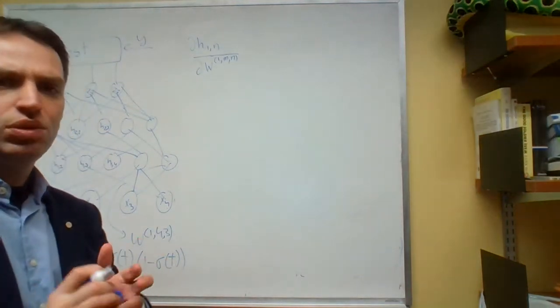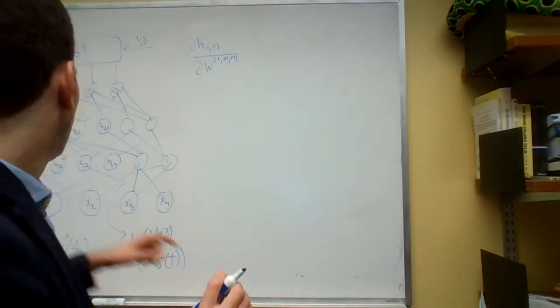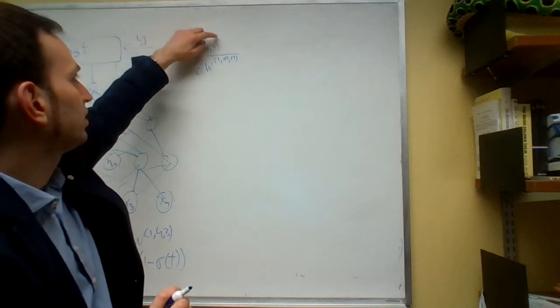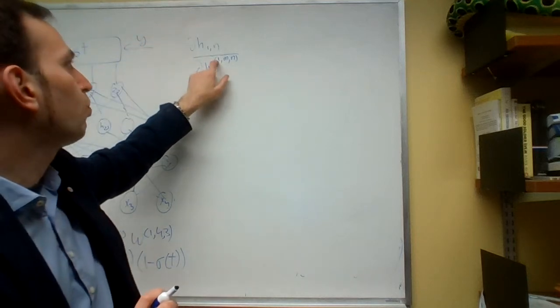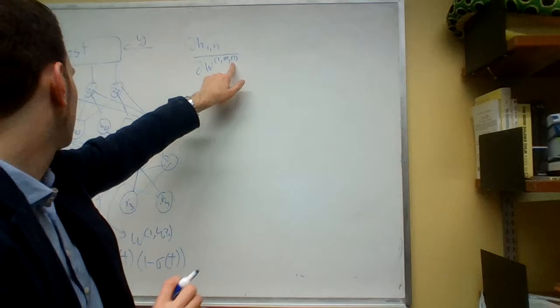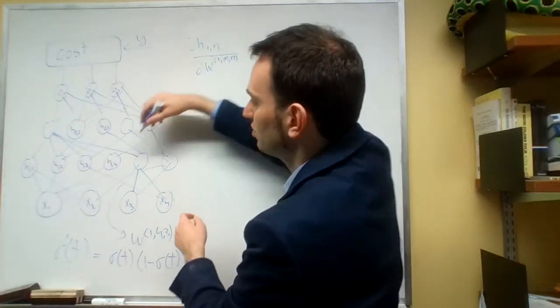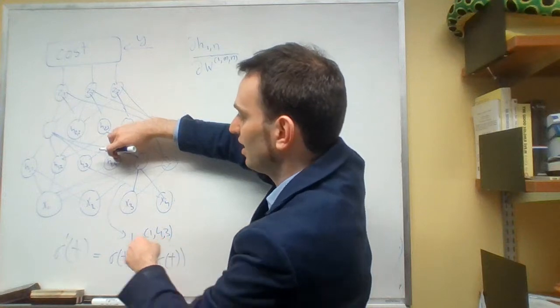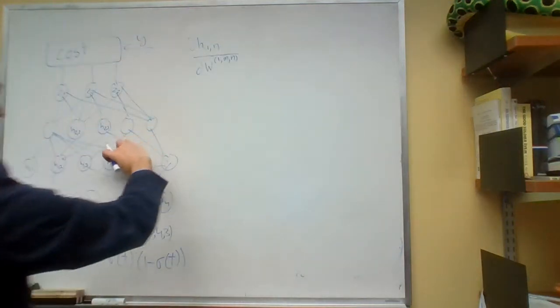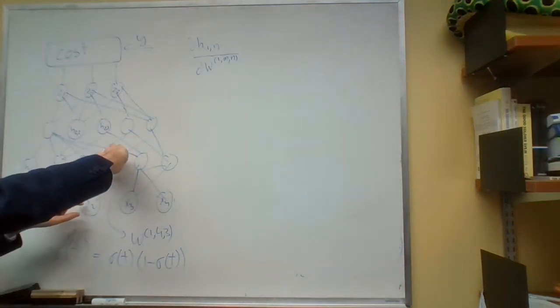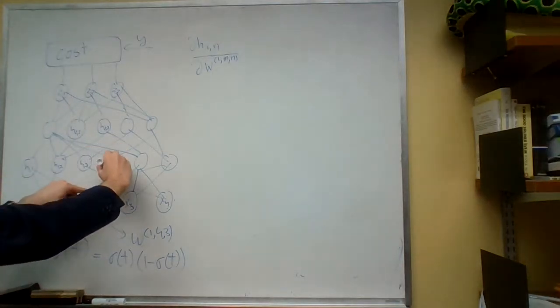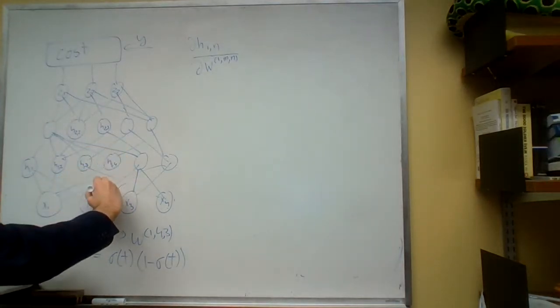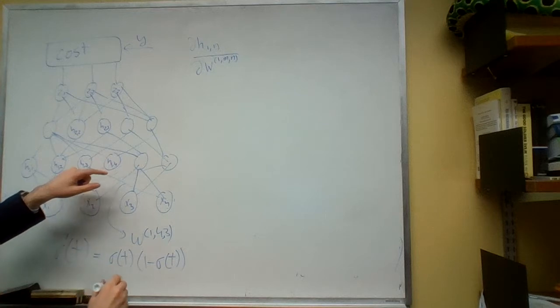Let's now say that we want to solve a more general problem. So we want to compute dh1n with respect to dw1mn. So what does it mean? We pick out the mth x in this layer, and we're asking for the weight that connects xm, let's say this guy, and hn, so this guy, what's the derivative?